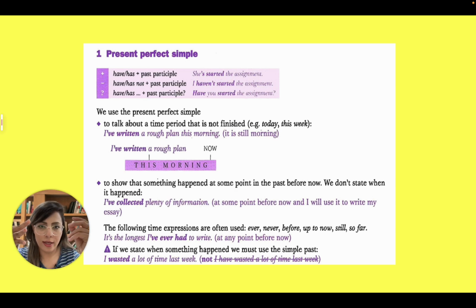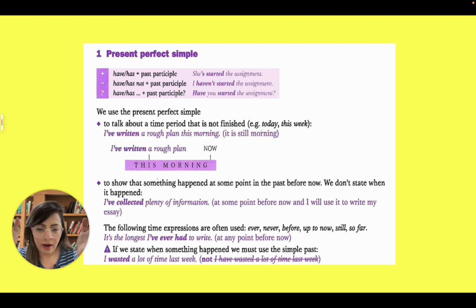برای she و he و it has استفاده میکنیم. برای بقیهش have. So, and we have past participle. Past participle means قسمت سوم فعل. For example, we can say have, had, had. Had is the past participle. Go, went, gone. Gone is past participle. Study, studied, studied. Studied is past participle.